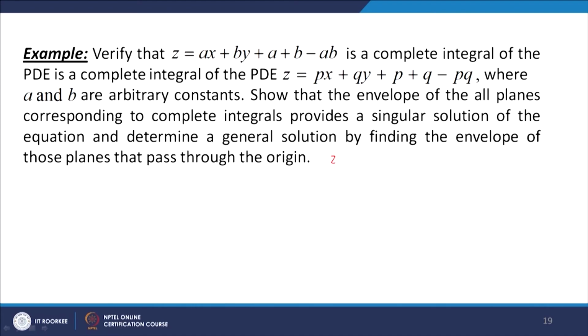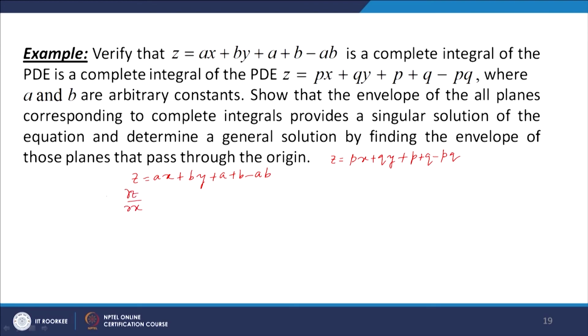So, z is equal to px plus qy plus p plus q minus pq. This is the PDE given to us. Let us differentiate it. So we have z equal to ax plus by plus a plus b minus ab. Let us show that it is a complete integral of this nonlinear PDE. So let us differentiate this with respect to x.